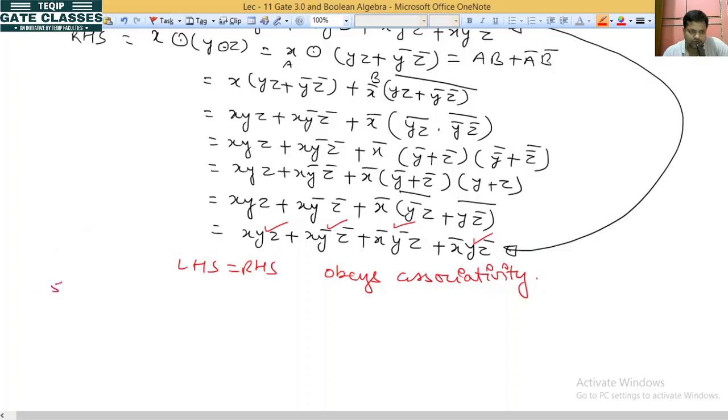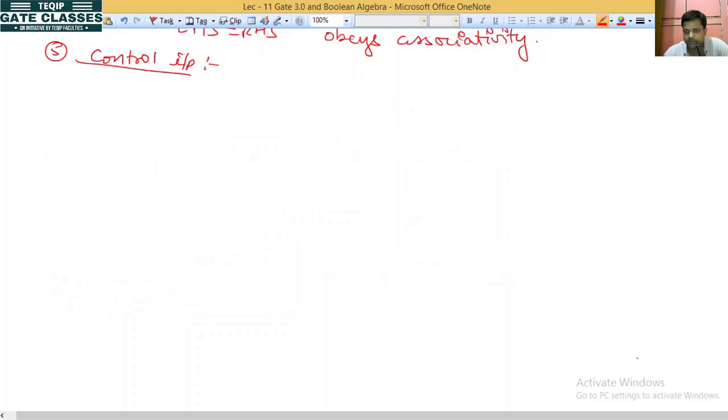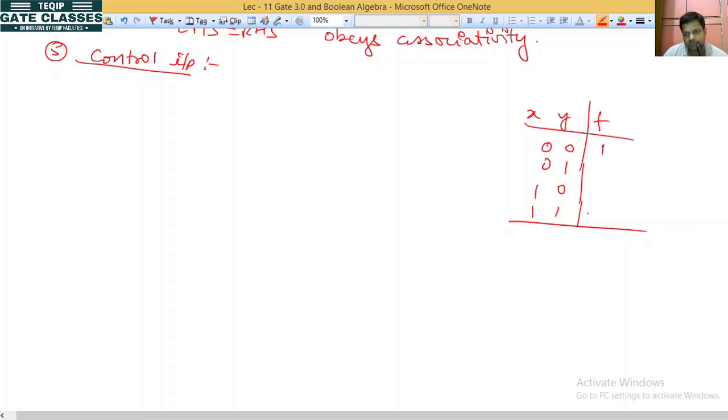Now come to the fifth point. It is control input. Control input of XNOR gate. So write here truth table of XNOR. So it will be x, y, two inputs, f is output. So it will be 0 0, 0 1, 1 0, 1 1. These are the combinations, 4 combinations. So it is XNOR. If both the inputs are same, then output is 1. So it will also be 1. It is 0. Okay na?